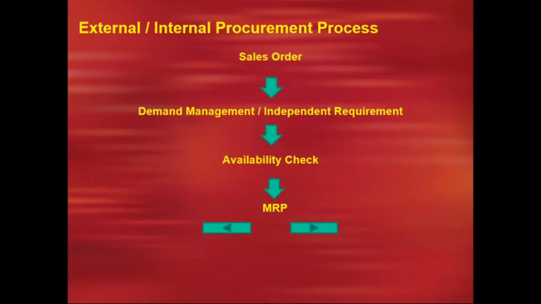The relation between these two will be a sales order. What is a sales order? A sales order is a legal document which is created and maintained between the customer and company. So it's like an agreement, a sale deed, or we can call it a sale agreement. Now the company has got the business from the customer. Now the company has accepted the customer requirement. We call it demand management or independent requirement.